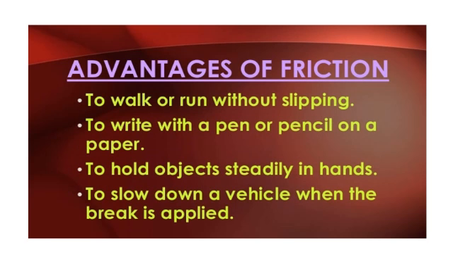Advantages of friction. To walk or run without slipping. To write with a pen or pencil on paper. To hold objects steadily in hands. To slow down a vehicle when the brake is applied. Friction can also help us to run and to ride a bicycle. It helps our shoes and the cycle tires to grip the road. It is very difficult to walk on ice, for example, because there is less friction between our shoes and the icy surface. It means friction helps us to walk or run without slipping.